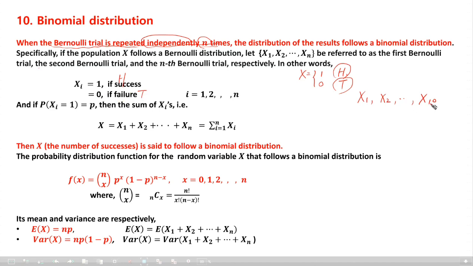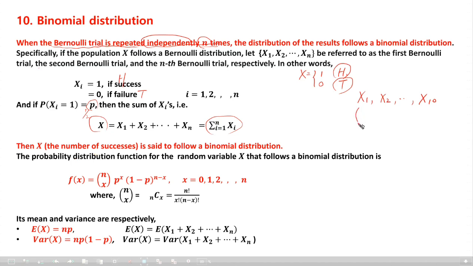Okay, like this. If xi equals 1, what does it mean? Head. The probability of a head is 1/2 in this example. Generally, let it be small p. Then the sum of xi's, this one, the sum of xi's has a binomial distribution. You get it?